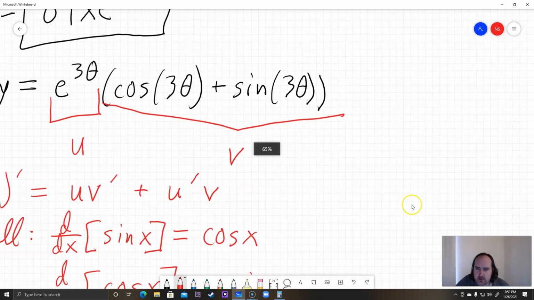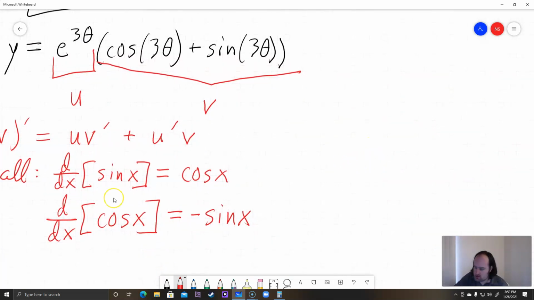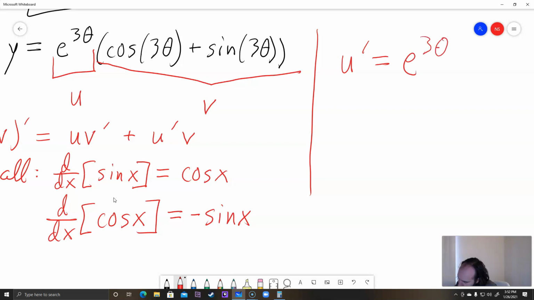So over here, let me zoom out. Over here, u prime is going to be the derivative of e to the 3 theta. Remember, the derivative of e to the whatever is e to the whatever times the derivative of whatever. So it's going to be e to the 3 theta times the derivative of 3 theta. Well, here theta is our independent variable, and the derivative of 3 times theta is just going to be 3. Okay, so here our u prime equals 3 e to the 3 theta.